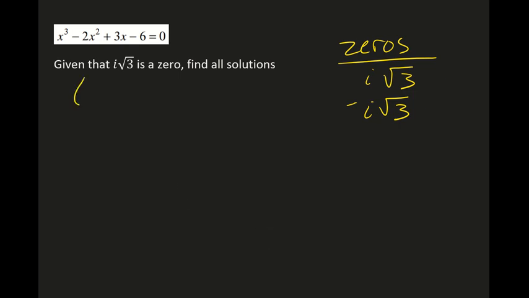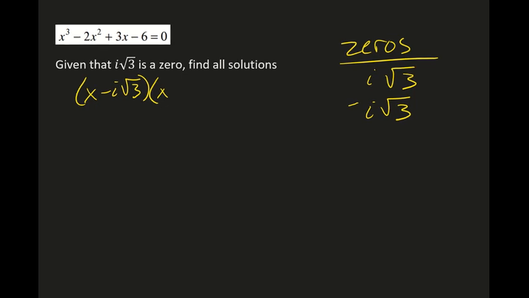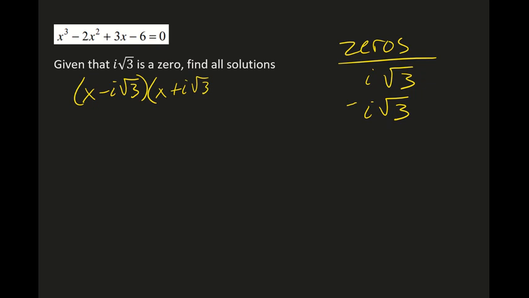Now, we find our factors from that. So if i root 3 is a zero, x minus i root 3 is a factor, and then the same with x plus i root 3, because it'll be x minus a negative i root 3. Now, when we multiply conjugates, we end up with a difference of perfect squares. So we'll have x squared minus 3i squared. But i squared is negative 1. So this is x squared plus 3 as a factor, and that's going to be our divisor.